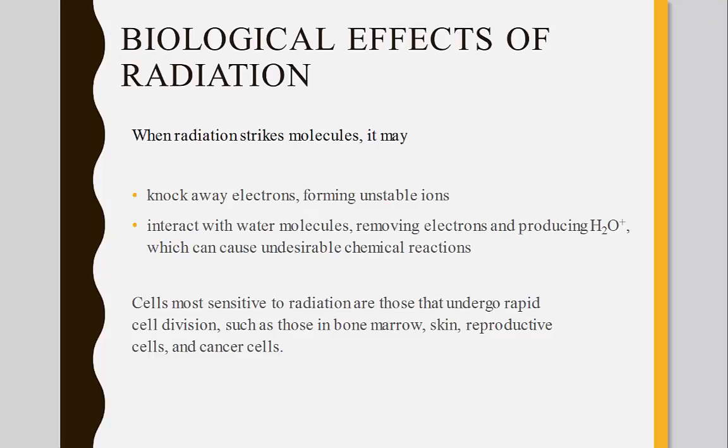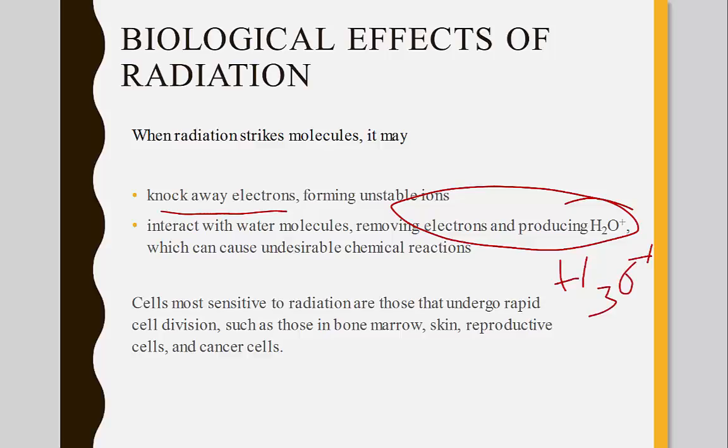Alright, so when radiation strikes a molecule, it can knock electrons away, forming unstable ions. So it makes the compound break down. It could also interact with water molecules, removing electrons and producing H2O+, which is rather unstable. We typically see that plus sign with H3O+. Notice that 3 and the 2, that's a huge difference in the stability, because then it creates undesirable chemical reactions that then react with things that we don't want it to react with.